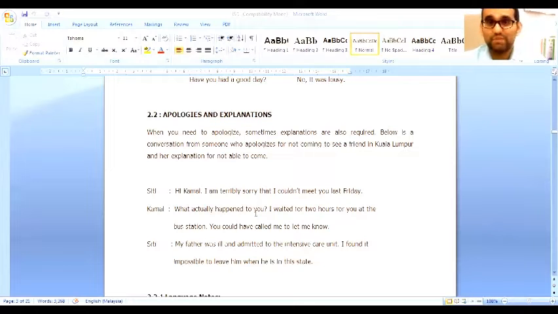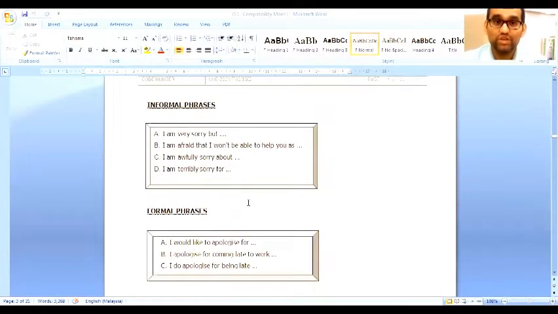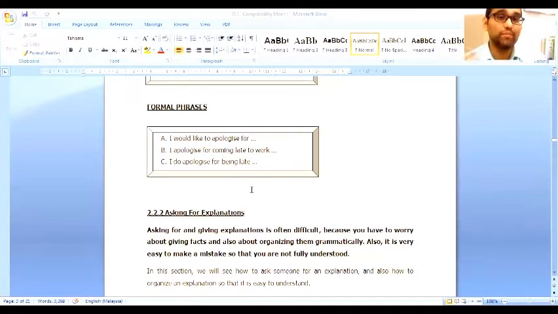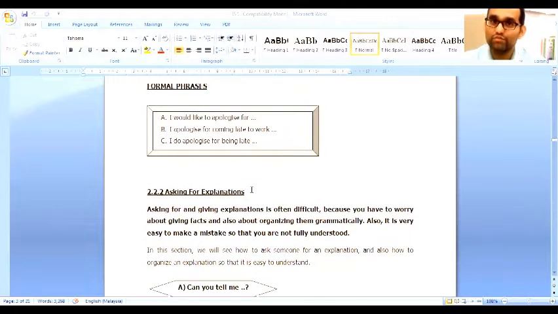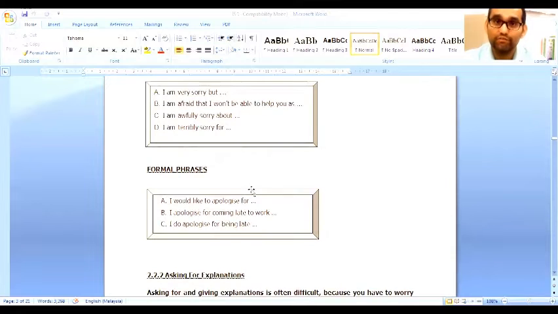Okay, apologies and explanation is another subtopic which you need to know. If informal phrases: I am very sorry, but I am afraid that I won't be able to help you. I'm awfully sorry about... I am terribly sorry for... So this is informal. But in a formal way, you have to say like this: I would like to apologize for... I apologize for coming late to class, to work. I do apologize for being late. So this is formal. You have to know the difference between informal and formal.